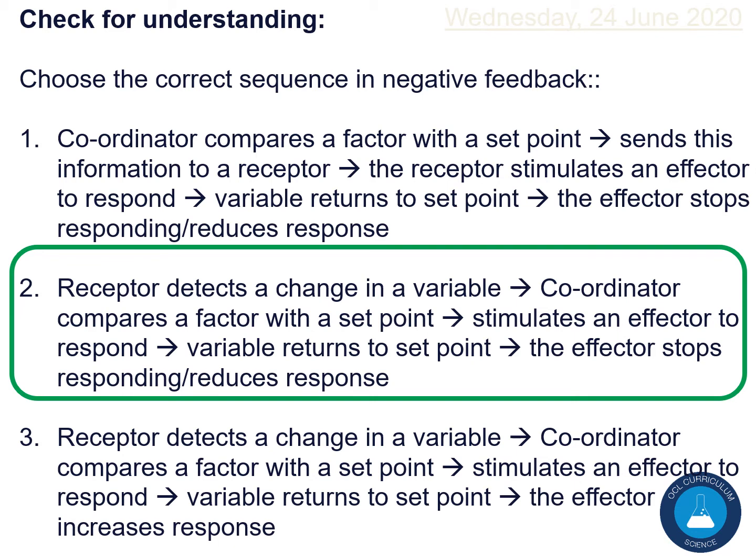Number 3 we dismiss because if you notice carefully at the end, it says that the effector increases its response. That would not be a case of negative feedback but positive feedback. Remember, negative feedback is when the effector is stimulated to stop responding or reduce its initial response. If this is unclear, you got that one wrong, go back to the start of the video and listen again to my explanation on what negative feedback is.